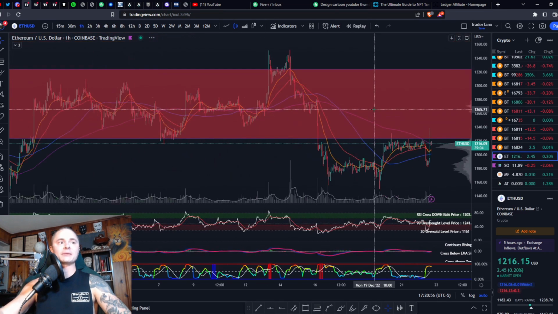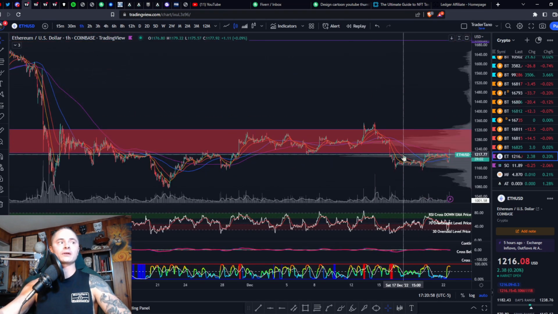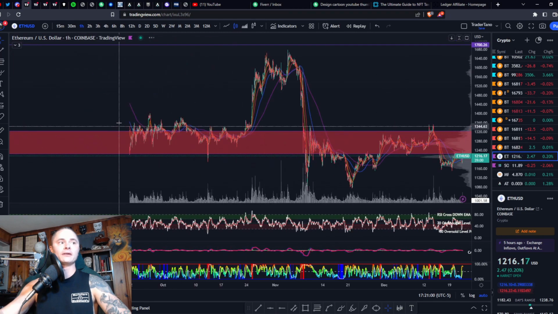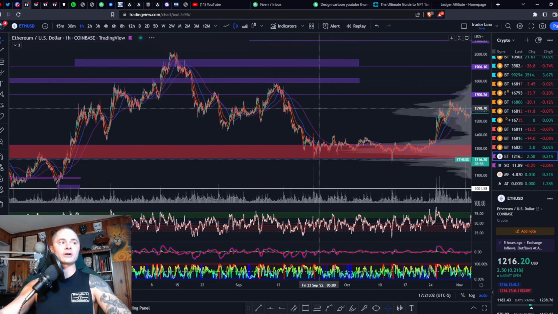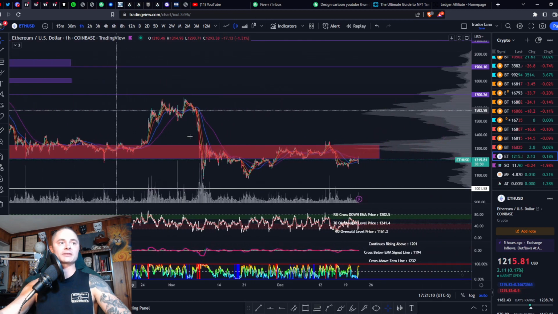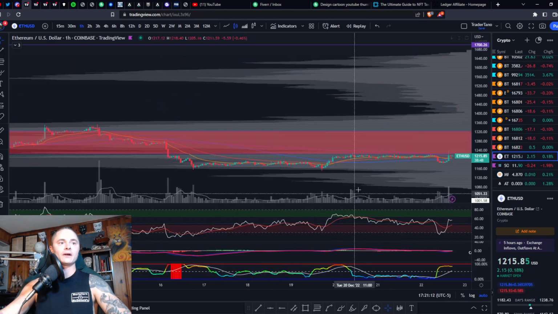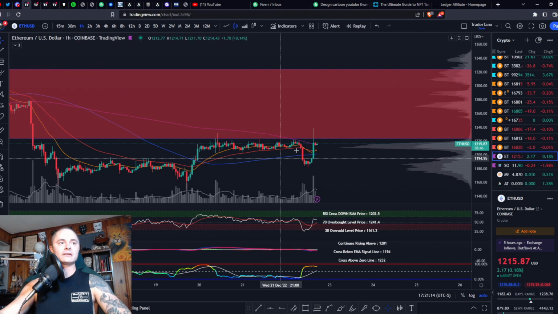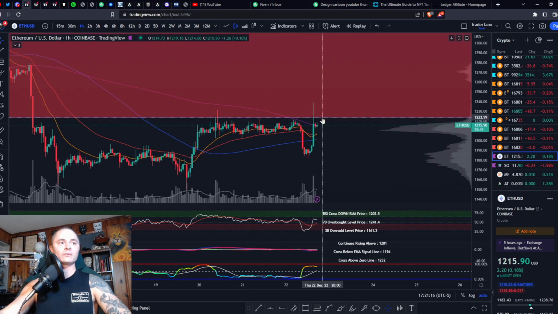This red box has been respected for so long now. We had this red box drawn since we first landed, since we first had this inefficiency right here. We had this red box drawn since all the way back there, and it has been respected quite a bit. All right, so getting rejected from it right now. Basically, we need to get back in the red box, 1225.